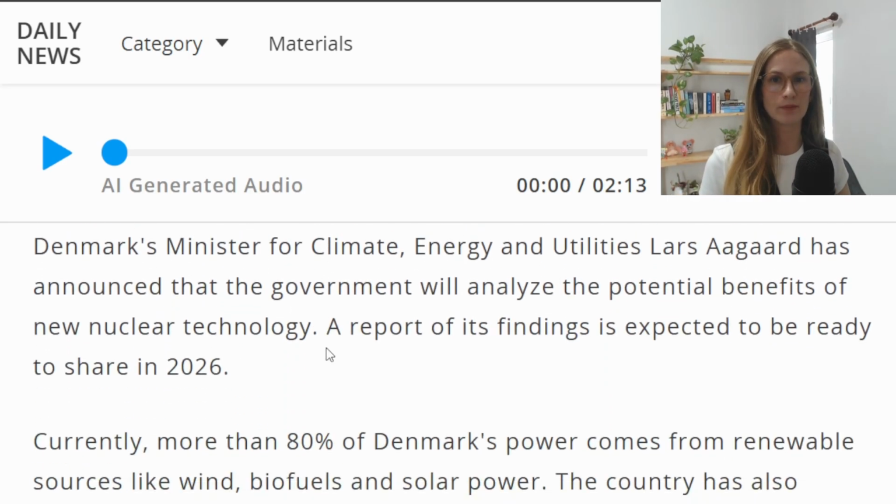Denmark's Minister for Climate, Energy and Utilities, Lars Agard, has announced that the government will analyse the potential benefits of new nuclear technology. A report of its findings is expected to be ready to share in 2026. So again, I think this is simple to understand, but just a quick summary. The government is analysing, they're testing, they are looking, they are evaluating the potential benefits, what benefits nuclear technology could bring. When we say potential, it means it doesn't currently bring those benefits, but they could in the future.